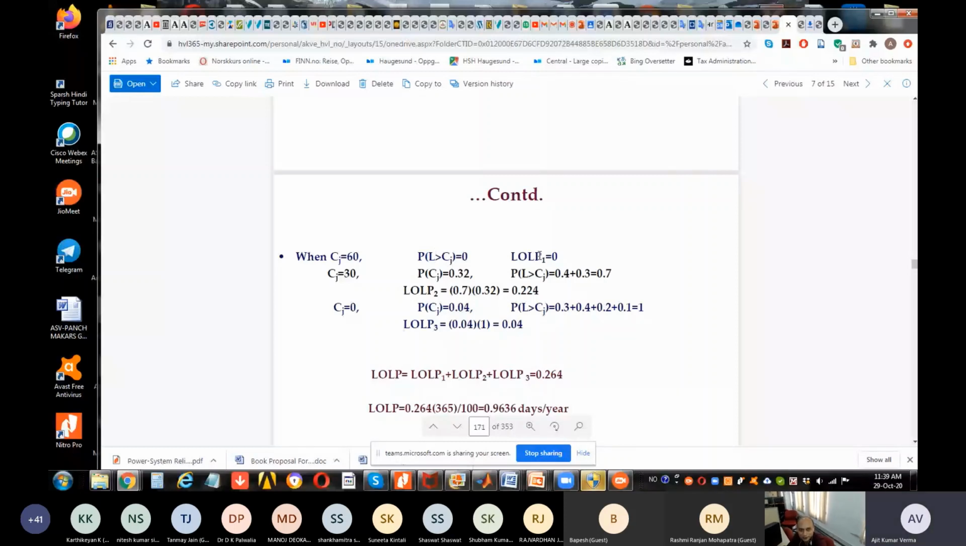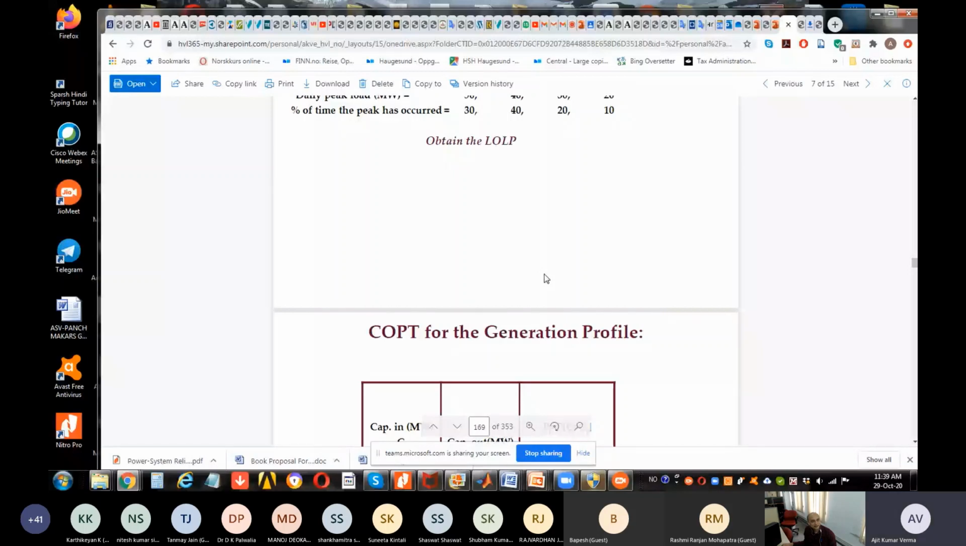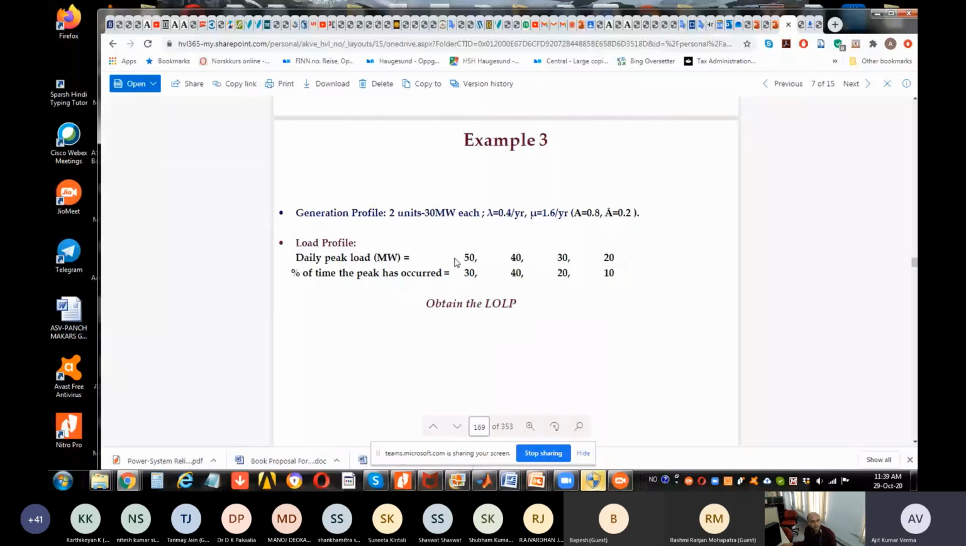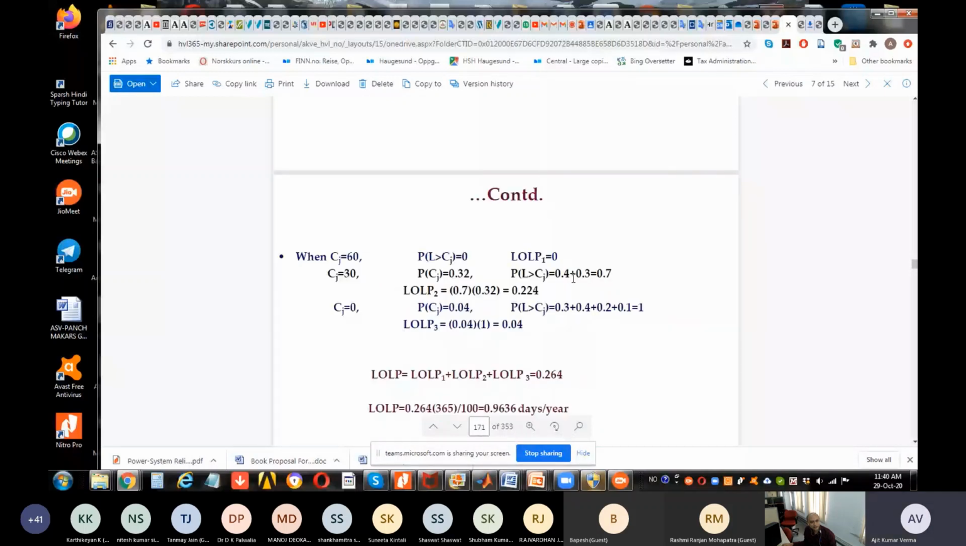You know the relationship between LOLP and the state probabilities: you need to multiply the probability of experiencing a certain capacity by the probability that the load can exceed that capacity. Here the load cannot exceed the capacity when the capacity is 60, therefore the LOLP is zero. When capacity is 30, the state probability is 0.32. What is the probability that the load will exceed the capacity? When the capacity is 30, the 40 megawatt and 50 megawatt loads will be lost. That's 30% of the time and 40% of the time, so 70% of the time. So the probability that the load will exceed the capacity is 0.7.